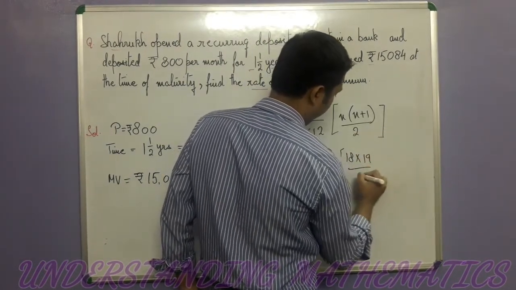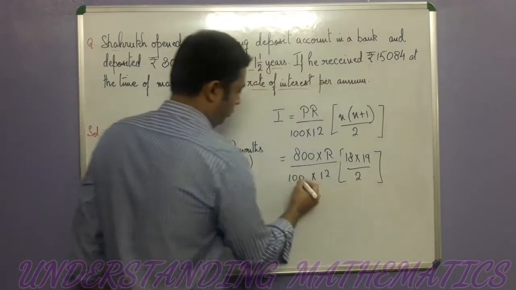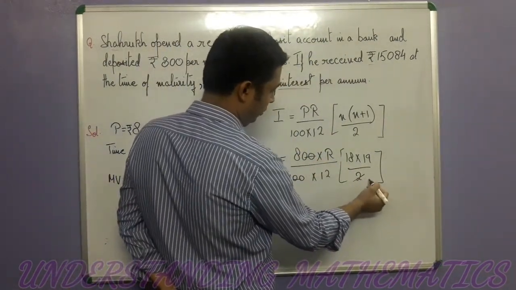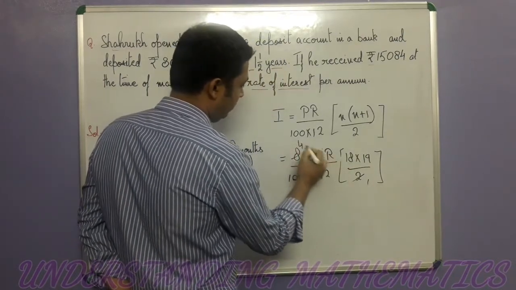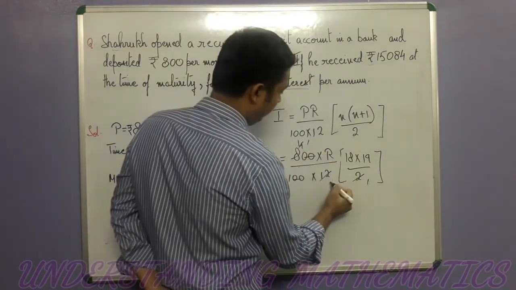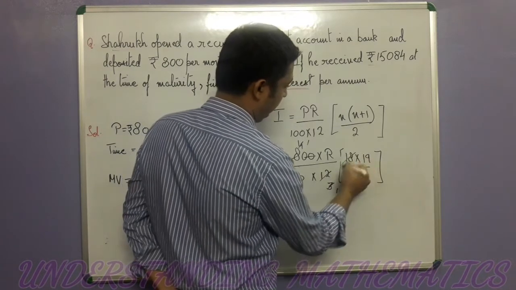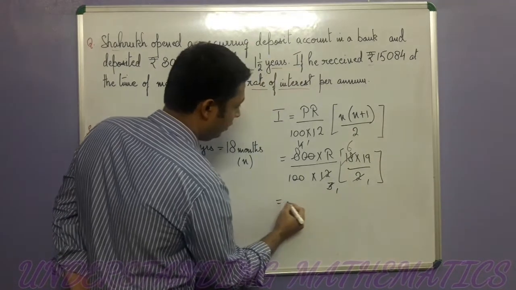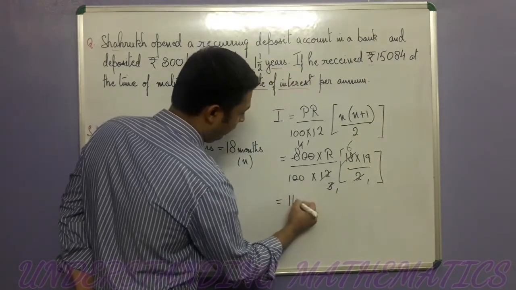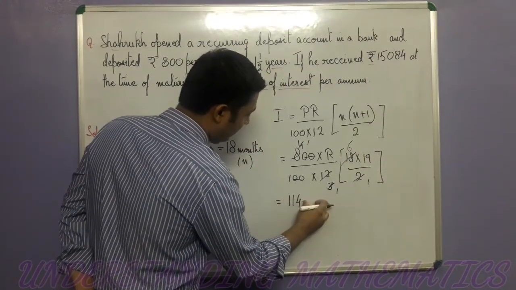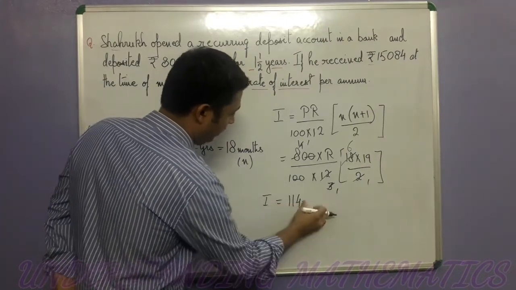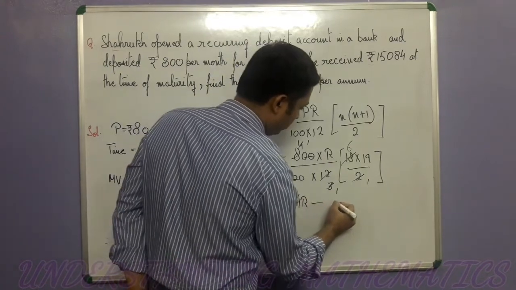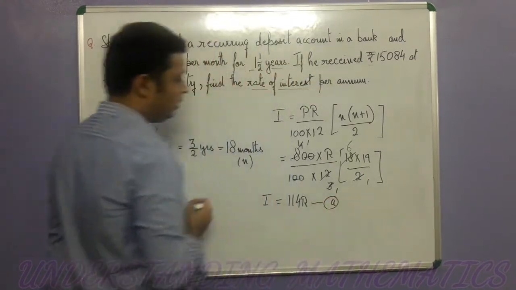So you calculate it. When you calculate it, 2 will go 4 times, 4 will go 1, and then again this will go 3, and 3 will give us 3, 6, and then when you solve it you will get 114 as the total interest, 114 into r, because r is also there, so we will keep r also there. So this is the first equation.